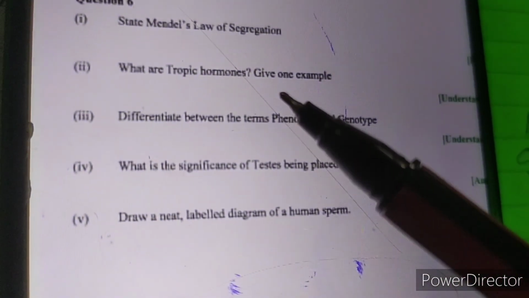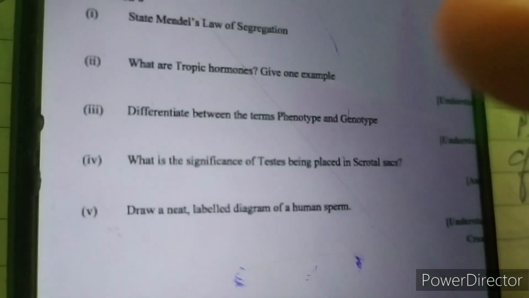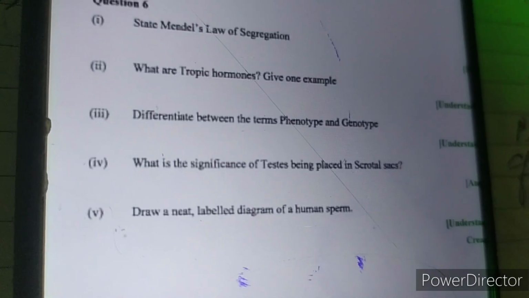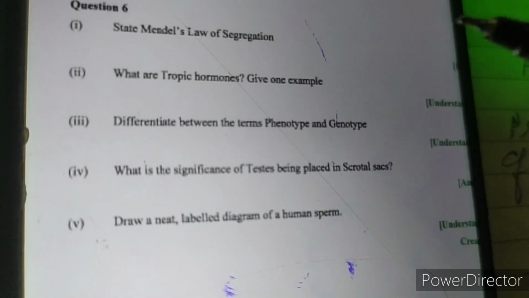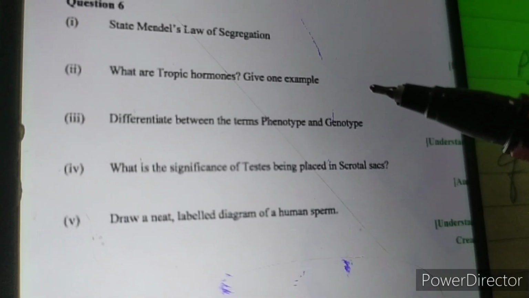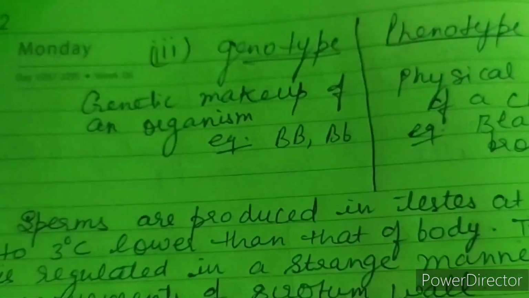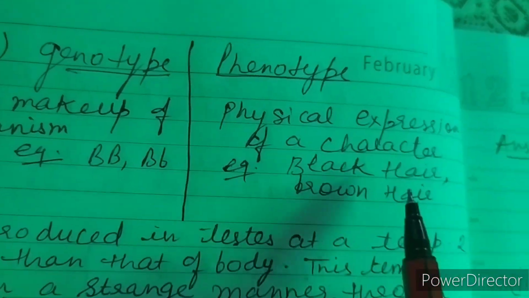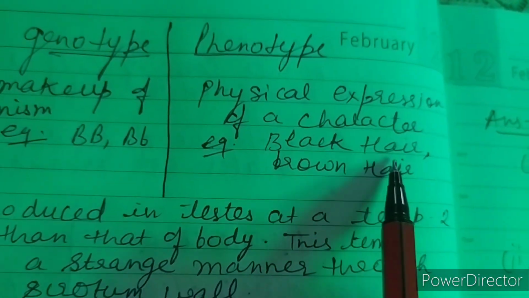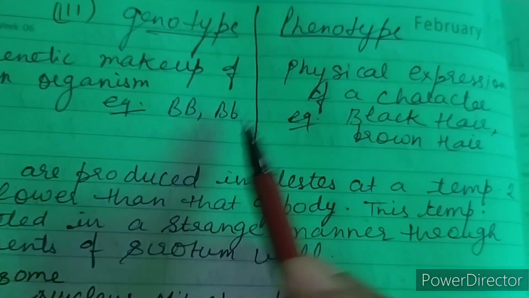Next is, what are tropical hormones, and give an example. Tropical hormones are the hormones which stimulate other endocrine glands to secrete their own hormones. Like adrenocorticotropic hormone is an example which stimulates the adrenal gland to secrete its own hormones. Next is differentiate between genotype and phenotype. Genotype is the genetic makeup of an organism, which genes are constituting the organism, and phenotype is the physical expression of that character. Like black hair is visible from outside, but internally the genes may be BB or capital B, small b.